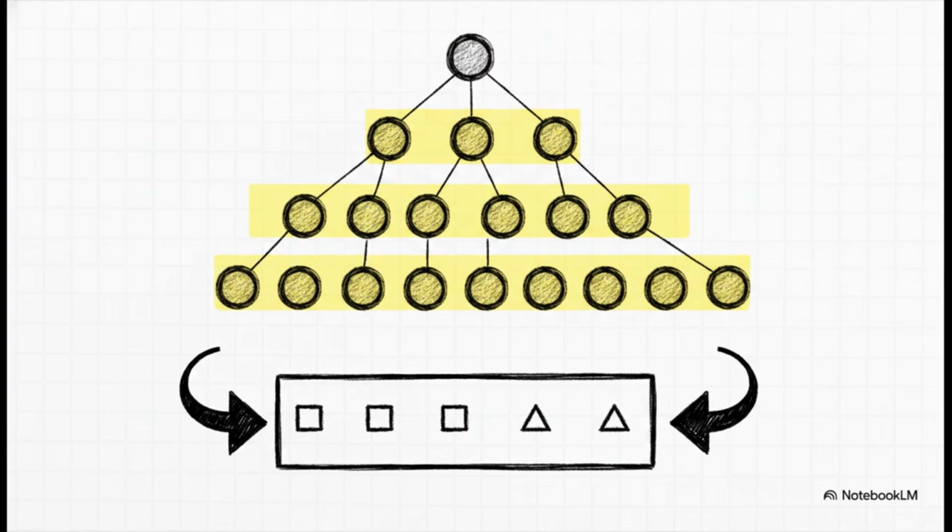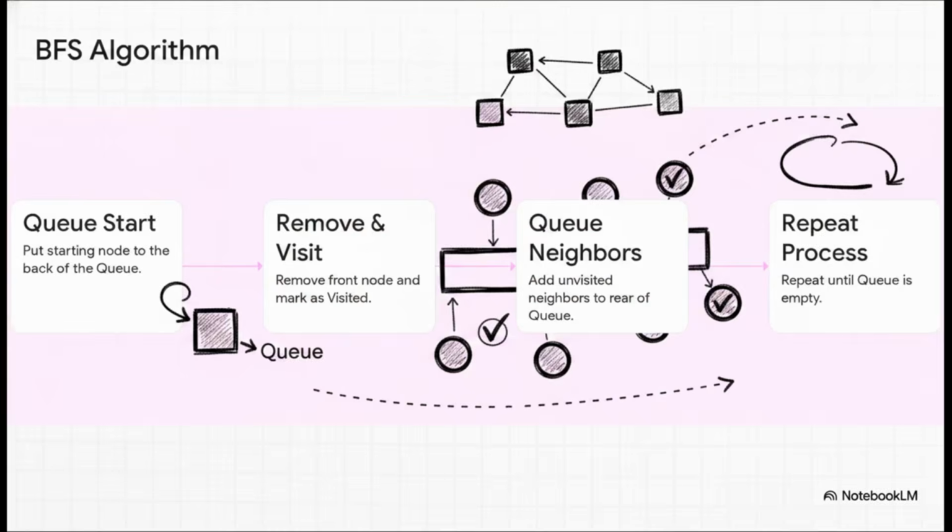In direct contrast, breadth first search, or BFS, is an iterative algorithm. It totally prioritizes width over depth, visiting all sibling nodes at the present depth level before moving on to the next. To pull this off without getting mixed up, it actually swaps the stack for a queue memory structure. By using a first-in, first-out queue, BFS systematically sweeps the width of the graph.